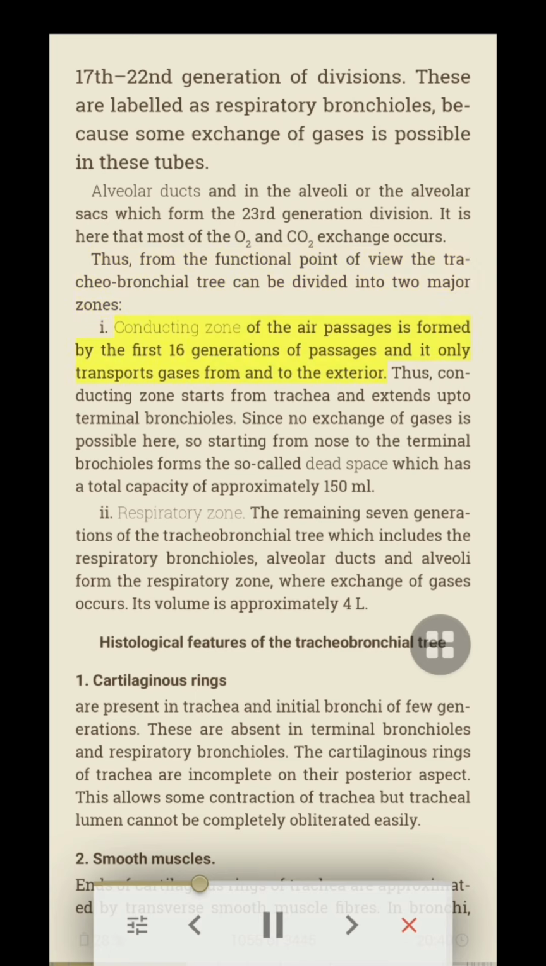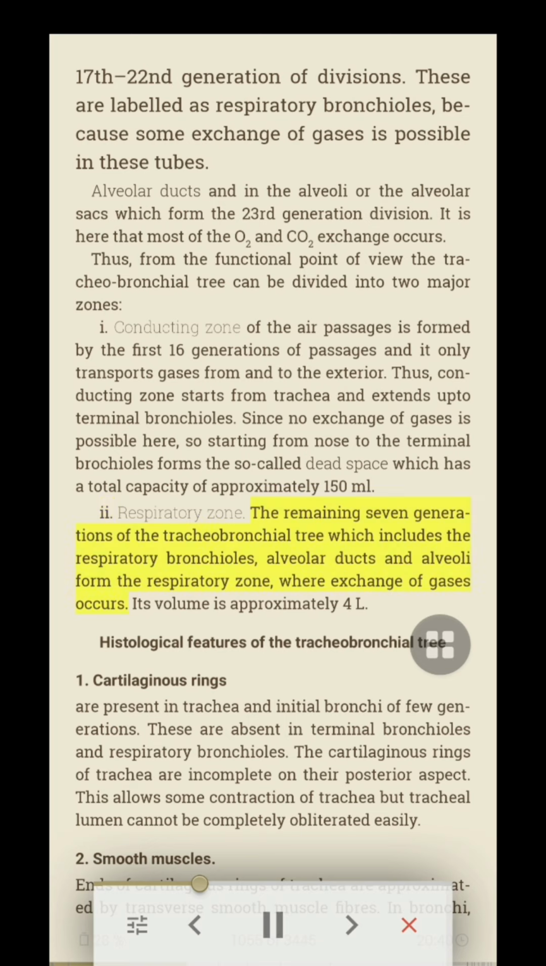I. Conducting zone of the air passages is formed by the first 16 generations of passages, and it only transports gases from and to the exterior. Thus, conducting zone starts from trachea and extends up to terminal bronchioles. Since no exchange of gases is possible here, starting from nose to the terminal bronchioles forms the so-called dead space, which has a total capacity of approximately 150 milliliters.